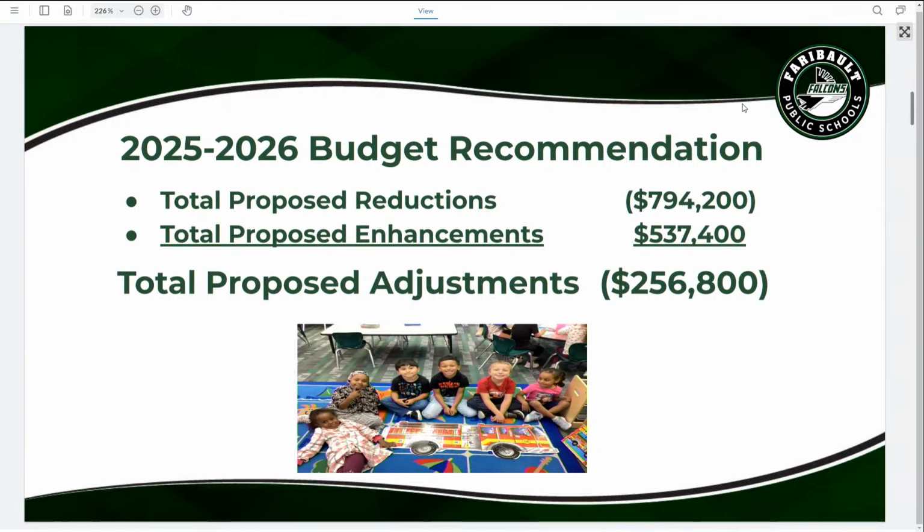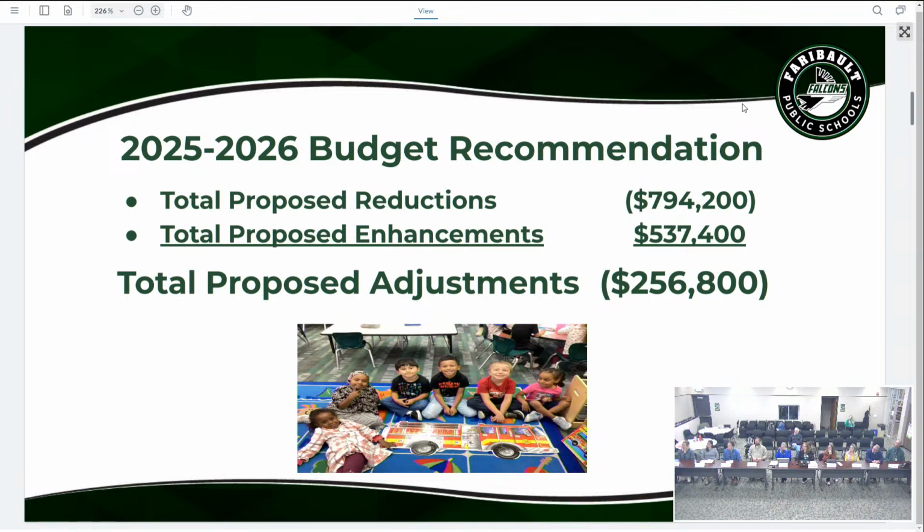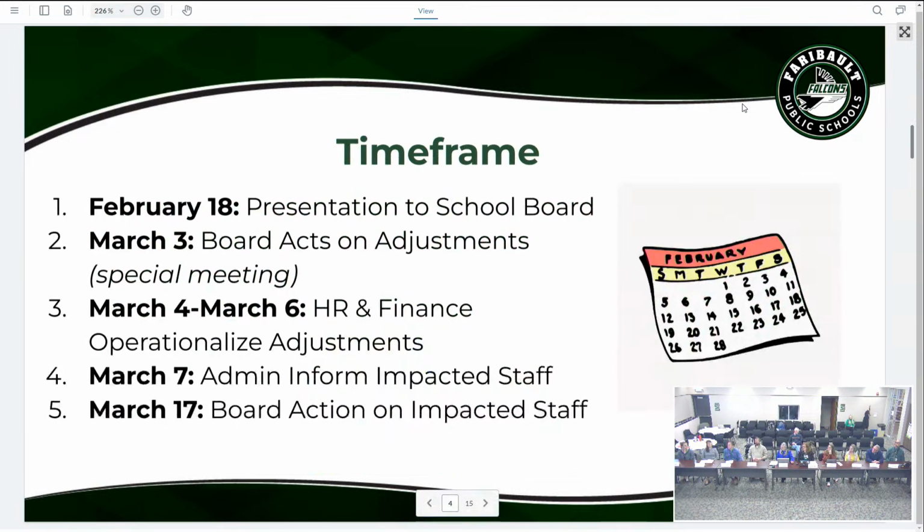So going through the presentation, this first slide just gives you a general overview on where we landed when we went through our entire budget adjustment and enhancement process. As a team, we came up with reductions in the amount of $794,200. And then we also talked through enhancements that we're proposing in the amount of $537,400, for a net proposed adjustment of $256,800. We'll go into a little more depth on that in a few slides.